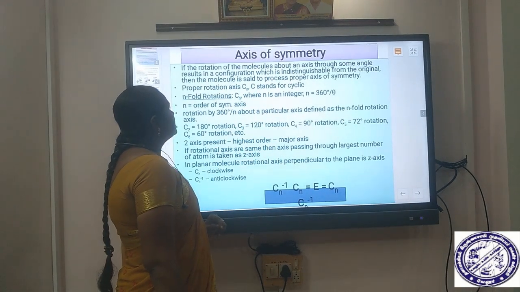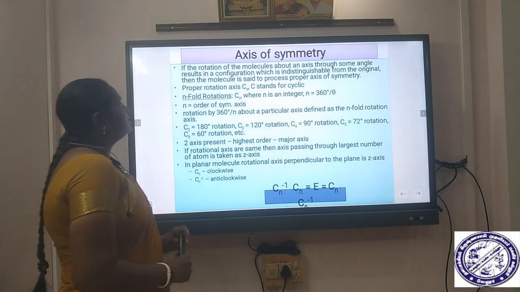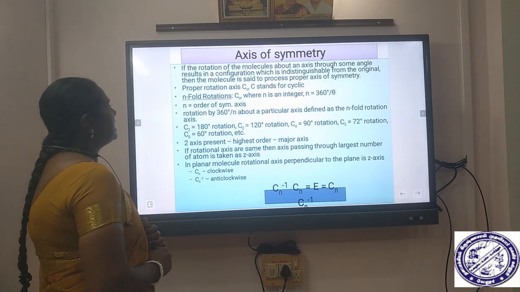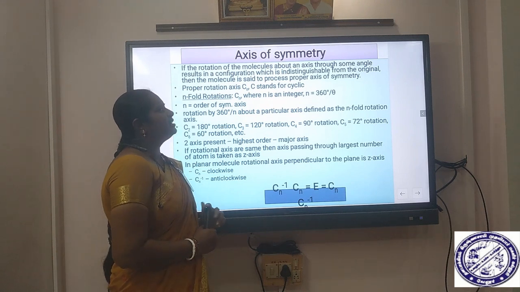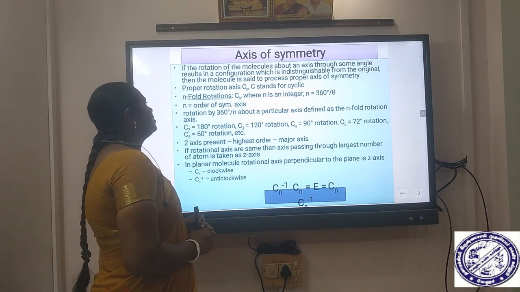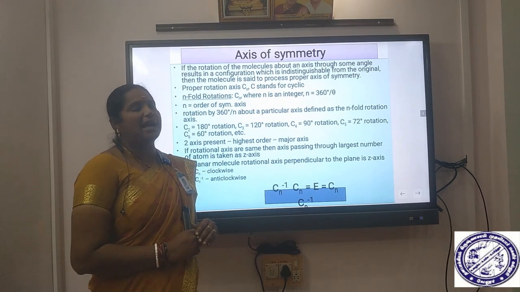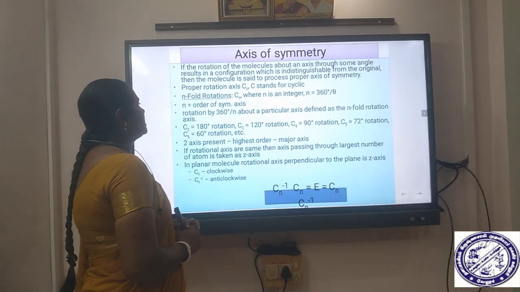Next one is an axis of symmetry. The axis of symmetry is a rotation of a molecule about an axis through some angle that results in a configuration which is indistinguishable from the original. Then the molecule is said to have a proper axis of symmetry.